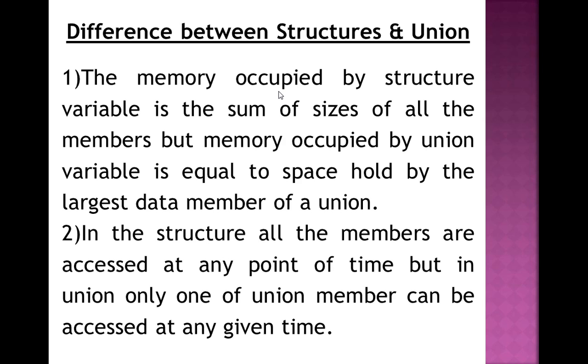The second difference is that in a structure all the members can be accessed at any point of time. We can access them using the dot operator or arrow operator. But in a union only one member can be accessed at any given time. That means we can access only one member, like employee ID, department number, or name, at a time, but in a structure we can use more than one item, or all the items, at the same time. This is the main difference.